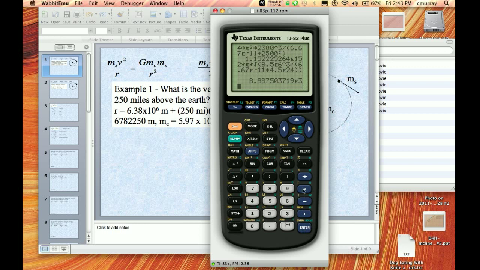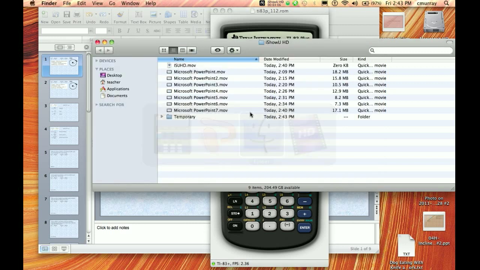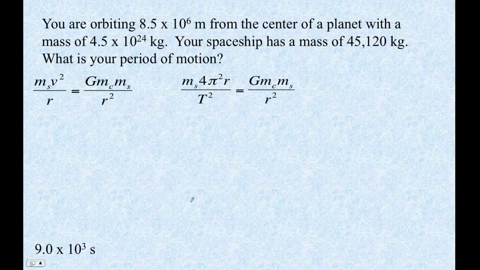So what is that? That's 8.98, so the decimal point would be there, right? 8.987 here. I've got it right there. Yeah, there it is. So let's go back and see what we got. Whoops. 9 times 10 to the third, right? Which we got 8.9875. If we had to round it to that place, we'd round it up, which makes it 9.0.